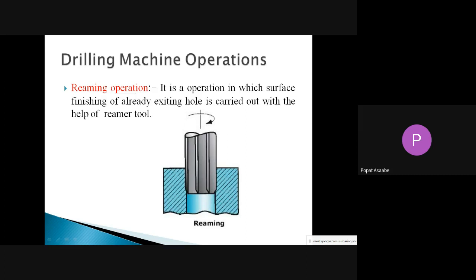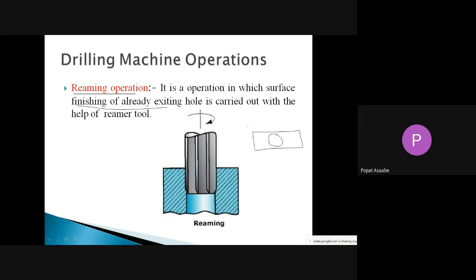That reaming operation is nothing but the operation of finishing an existing hole. Suppose we have a workpiece, and on that workpiece we have already produced one hole. Now we want to finish that already existing hole. To finish that hole, we can use the reaming operation.